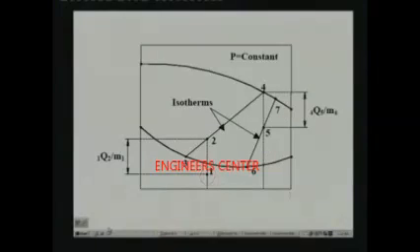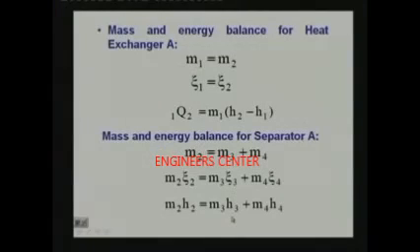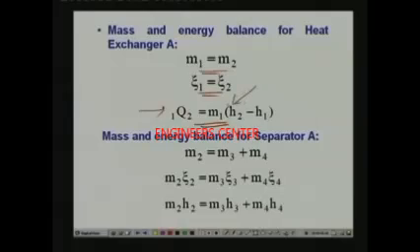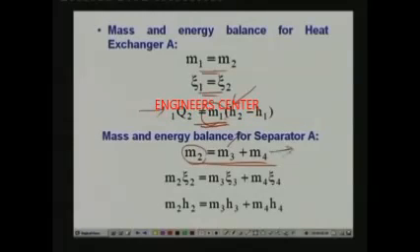Now if you apply the simple mass and energy balance for these components, for example for the heat exchanger, as I explained, total mass is conserved, concentration remains same. So, this is the energy balance. The heat supplied is utilized for increasing the enthalpy, and this is the mass flow rate. And similarly mass and energy balance for the separator. In the separator, this is the total mass balance, that means whatever mass is coming in is going out in liquid form and in vapor form.